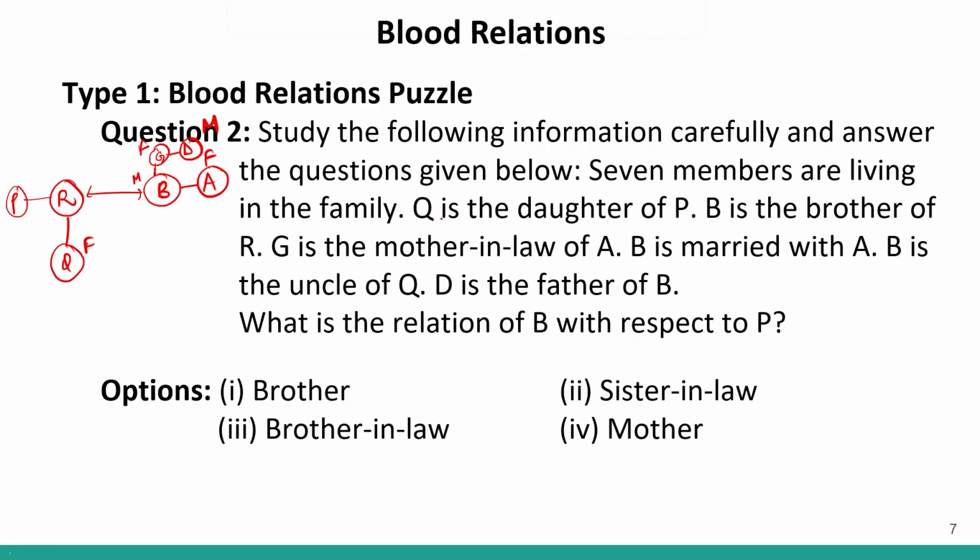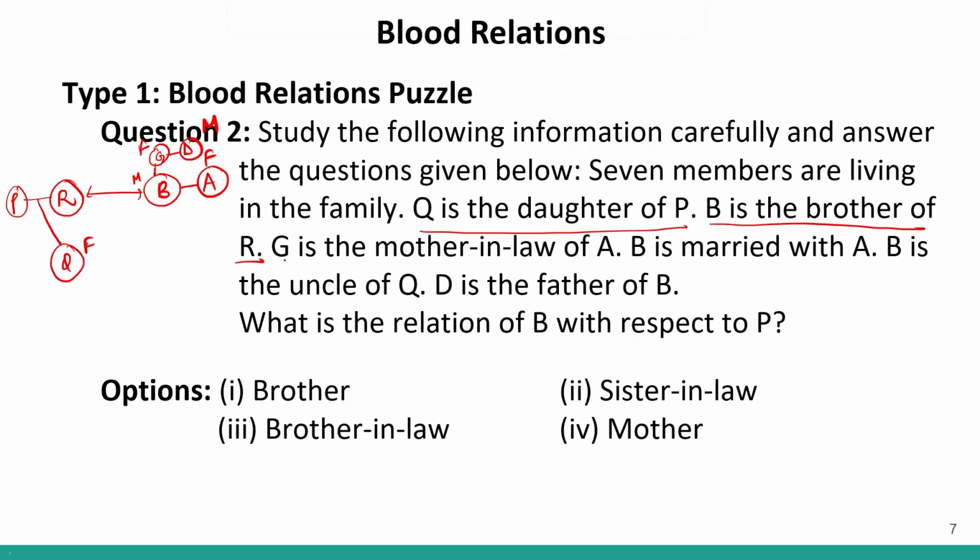So first thing, let us confirm. Q is the daughter of P. P and R are spouses and Q is their daughter. P's gender is unknown. B is the brother of R, so this is also correct. R's gender is unknown. B is the brother, so B will be male.